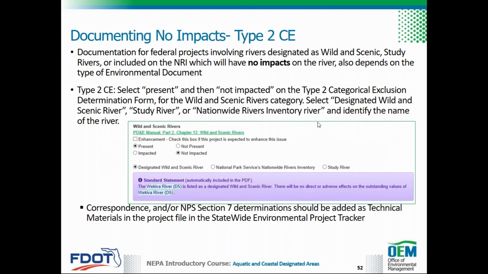Documentation for federal projects involving rivers designated as Wild and Scenic, Study Rivers, or included on the NRI which have no impacts on the river also depends on the type of environmental document. For a Type 2 CE, select Present and then Not Impacted on the Type 2 form. For the Wild and Scenic Rivers category, select Designated Wild and Scenic River, Study River, or Nationwide Rivers Inventory River and identify the name of the river. Correspondence and/or National Park Service Section 7 determination should be added as technical materials in the project file in the statewide Environmental Project Tracker, or SWEPT.